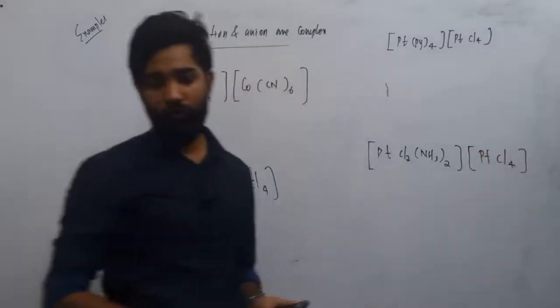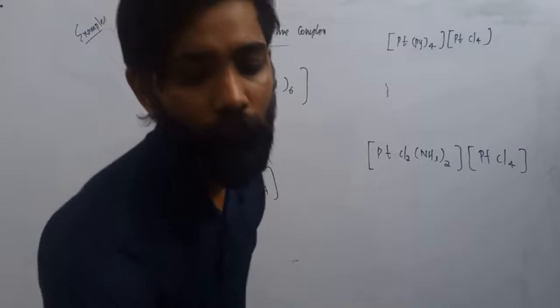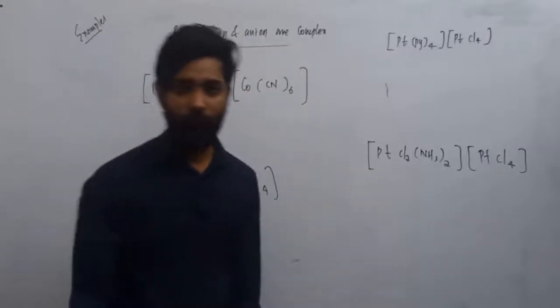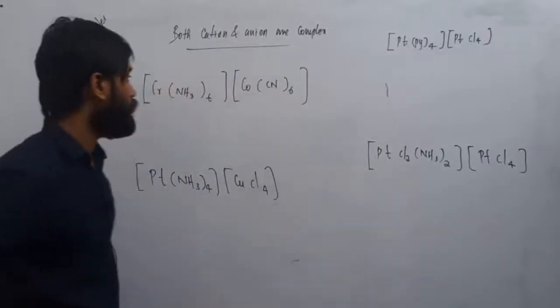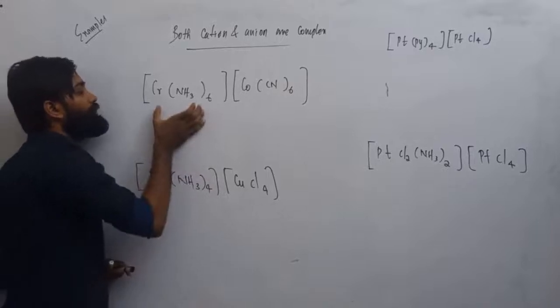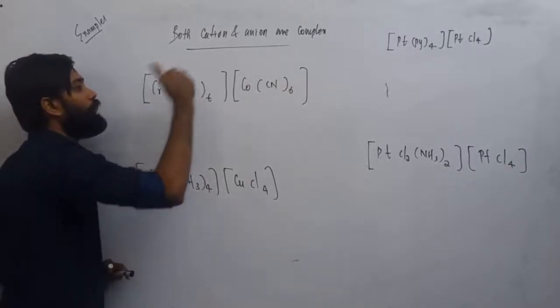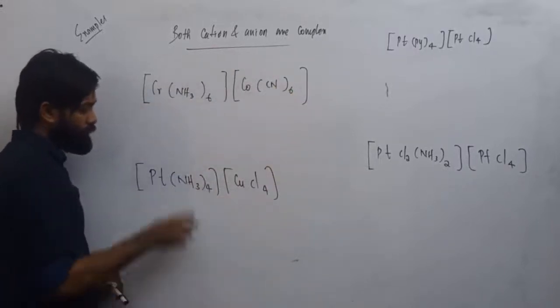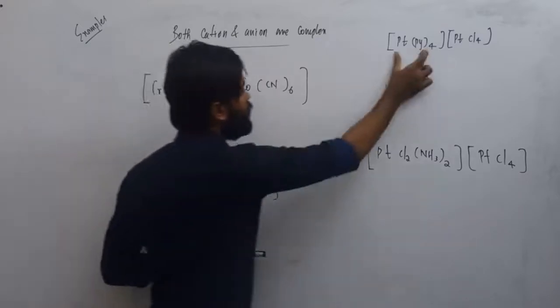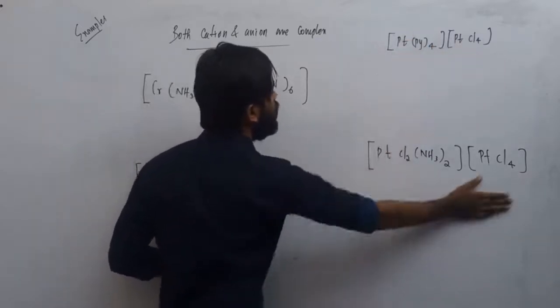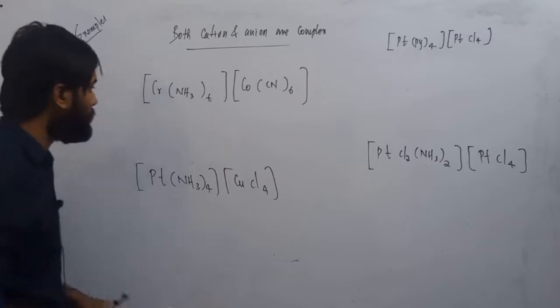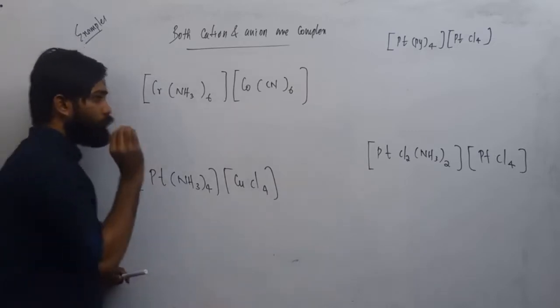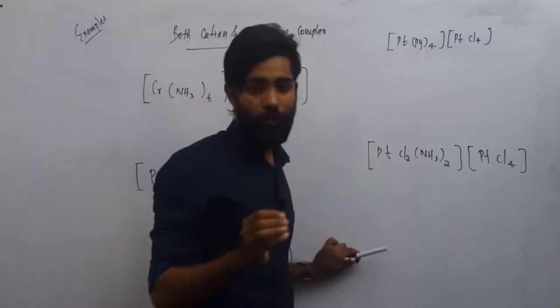Okay, so in this kind of molecule, listen carefully. You should know, usually the cationic complex is expressed on the left side and the anionic on the right side. This is the cationic part, this is the anionic part, but both are entities. You should know at least what the coordination number is.